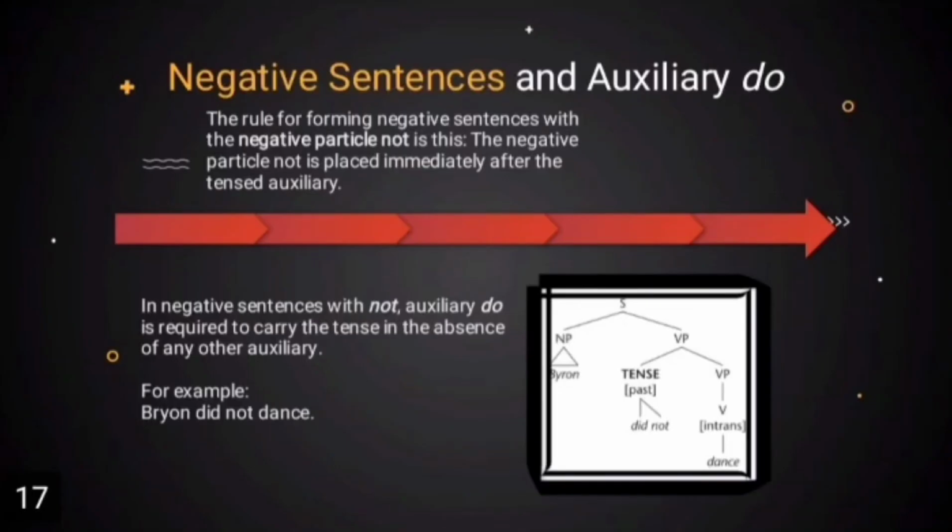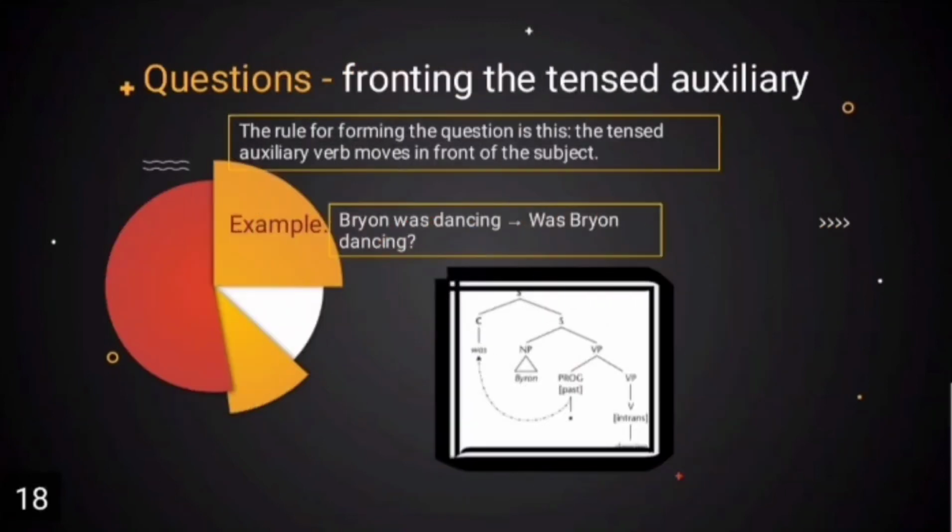Negative sentence and auxiliary do. The rule for forming a negative sentence with the negative word not is this. Not is placed immediately after the tense auxiliary. In a negative sentence with not, auxiliary do is required to carry the tense in the absence of any other auxiliary. For example, Brian did not dance.